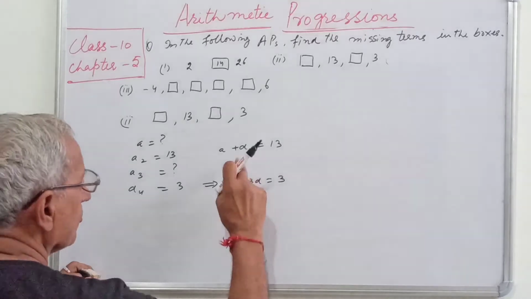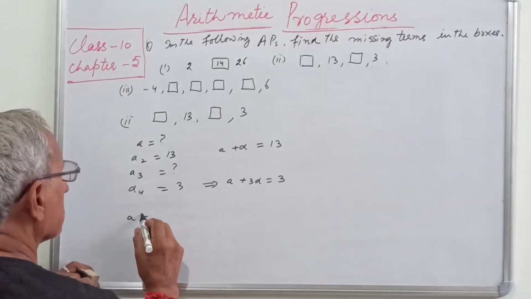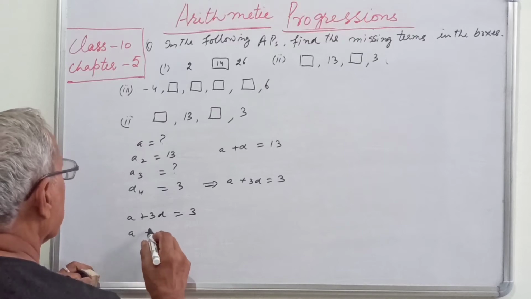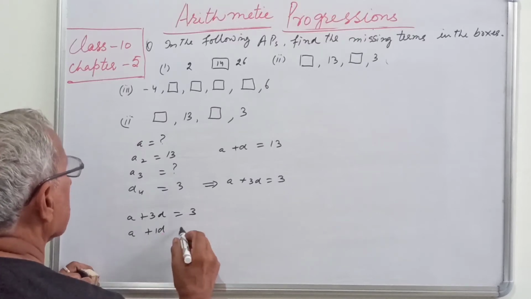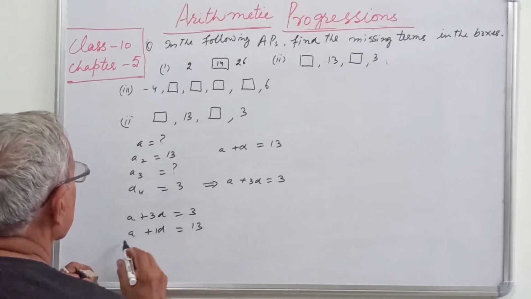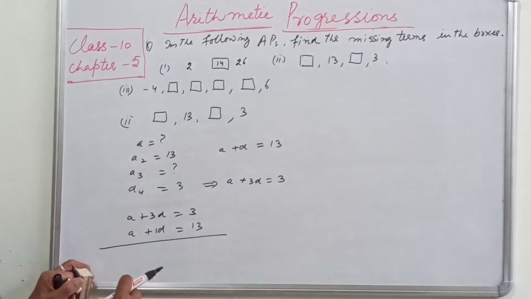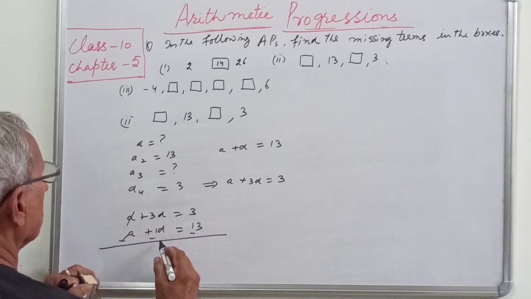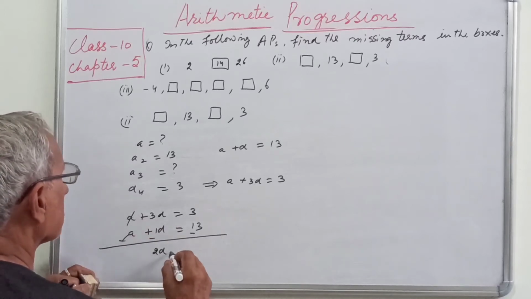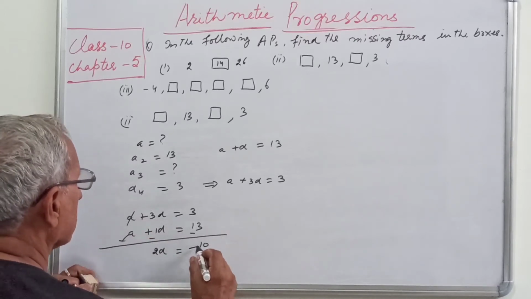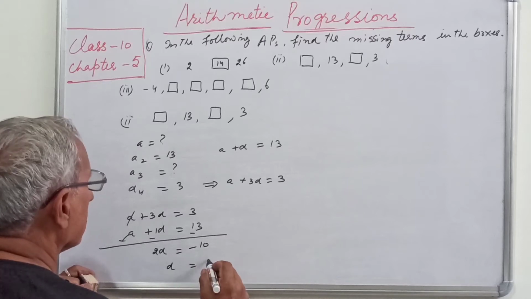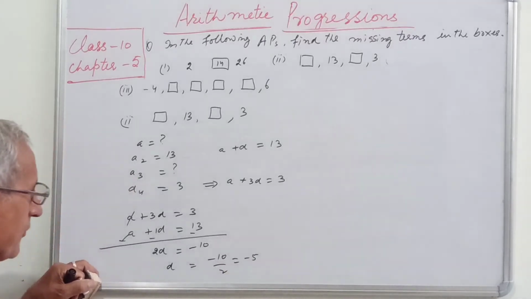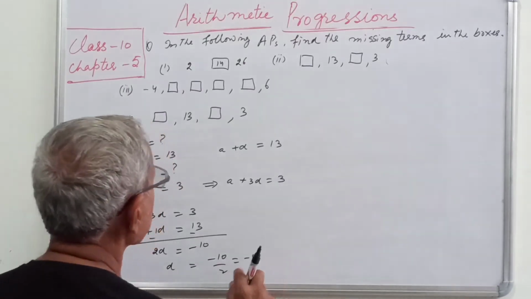Now we will subtract these. So A plus 3D is equal to 3 and A plus D is equal to 13. Finding the difference, so 2D is equal to minus 10. So D will be minus 10 divided by 2, that is minus 5. The common difference here is minus 5.